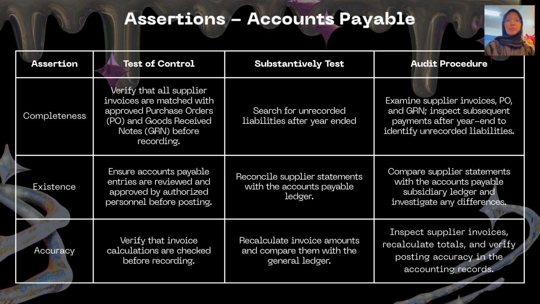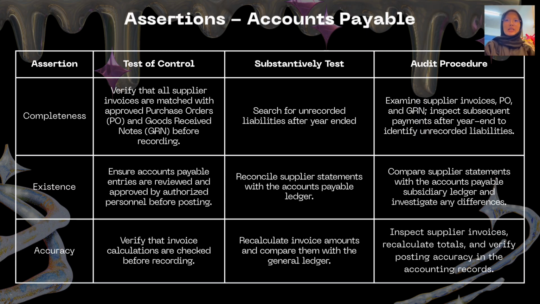For the substantive test, the auditor reconciles supplier statements with the accounts payable subsidiary ledger. A supplier statement is prepared by the supplier and shows how much the company owes them. The subsidiary ledger is prepared by the company. The auditor compares these two records to ensure they agree. The audit procedure is to investigate any differences found. For example, suppose the supplier statement shows the company owes 25,000, but the company ledger only shows 22,000. The auditor will investigate why there is a 3,000 difference. It may be because an invoice was missed or recorded incorrectly.